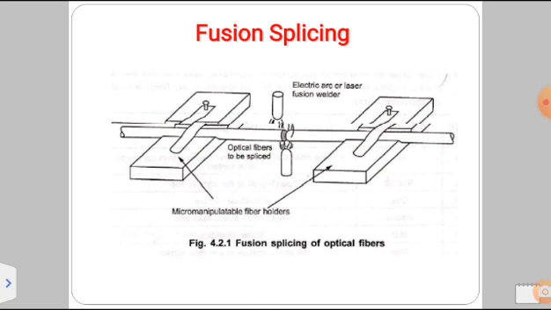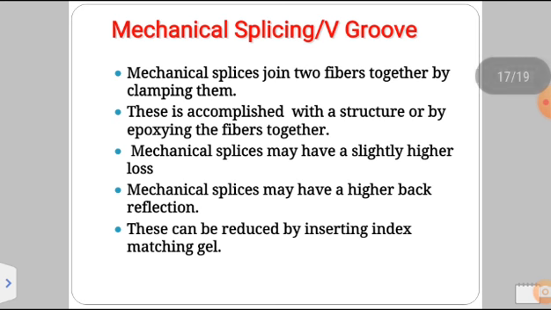And here, microscopic manipulators are shown, and an electric arc is also mentioned. An electric arc or laser is an intense beam which is applied to that particular point, so that fusion between two fibers takes place. And this is a permanent structure. The optical fibers to be spliced and the micro manipulator fiber instruments are also clearly shown. You can have a look at it. Fusion splicing of optical fibers is very important.